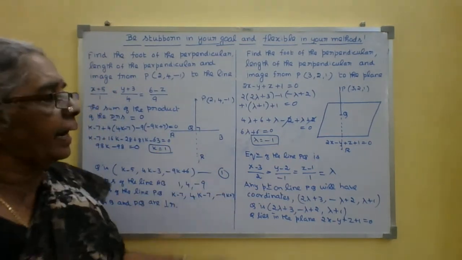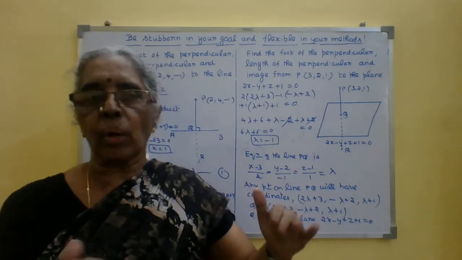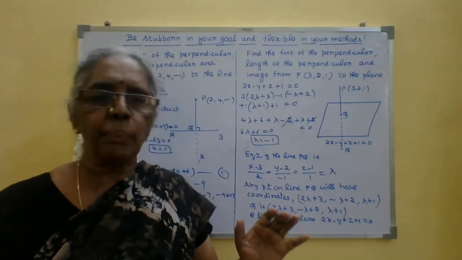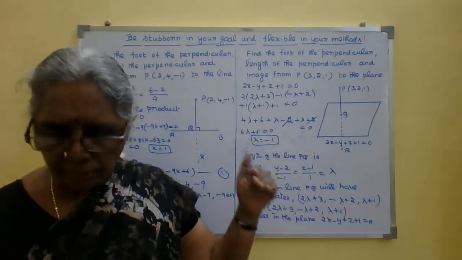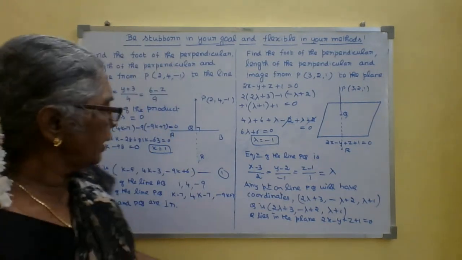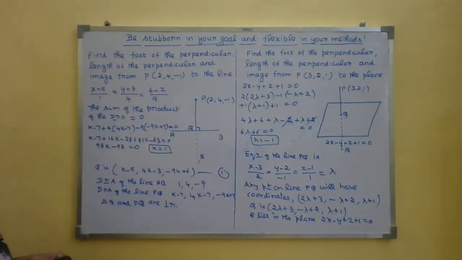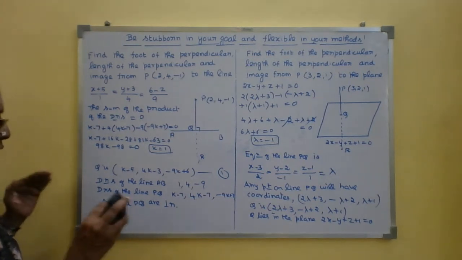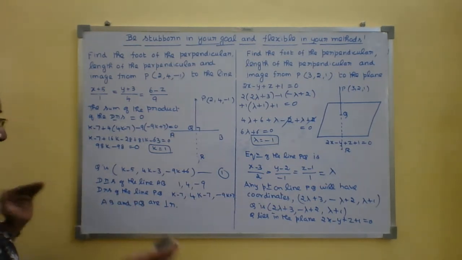So, in both the sums, we have found the value of that constant. Here I got k, here I got lambda. So, this is one stage where I have reached. Now, it will be very easy for us to proceed further. Okay. So, now I know k. From that, first I will find the foot of the perpendicular. That is my main point now.